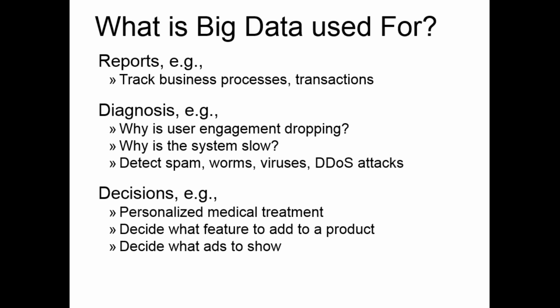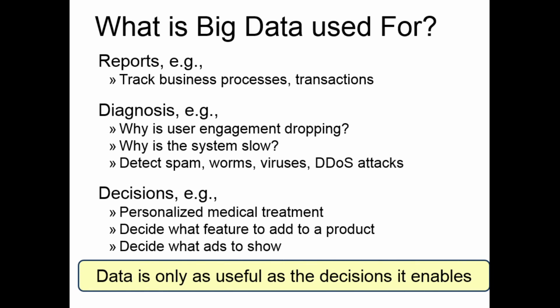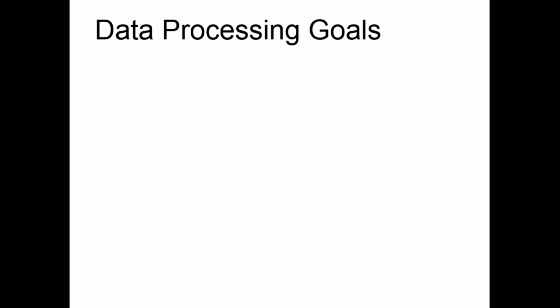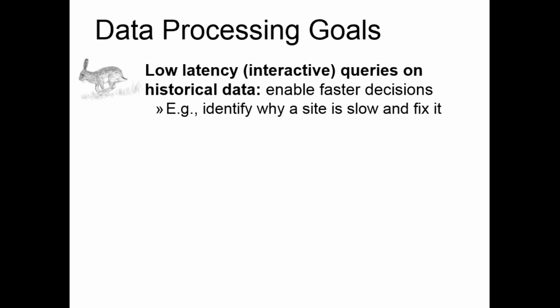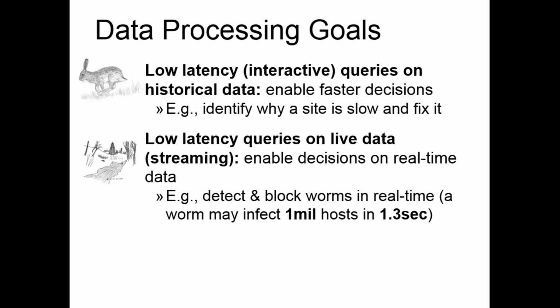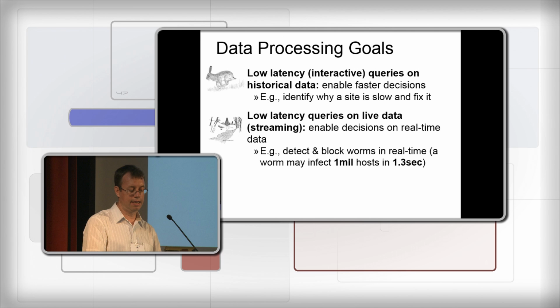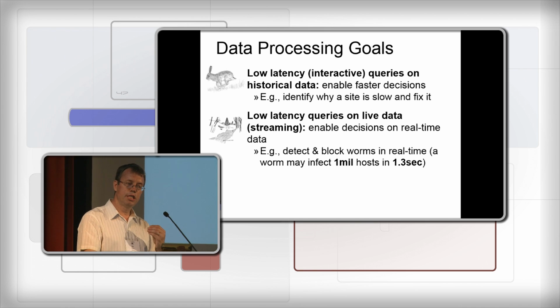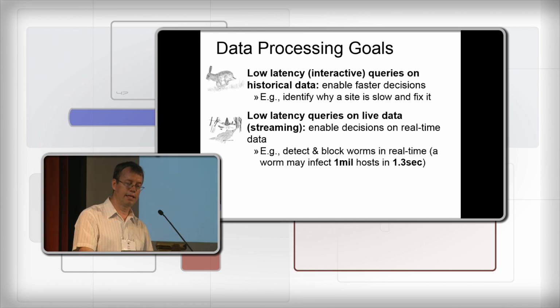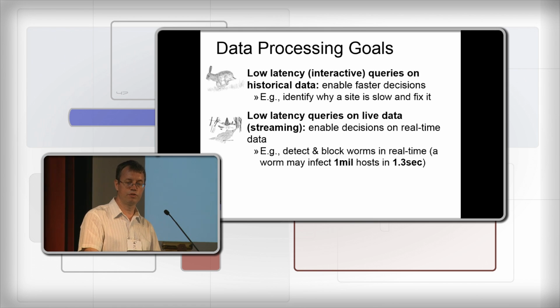So much of our research is driven by the belief that data is only as useful as the decision it enables. So what does this mean? Well, this means that we want low latency interactive queries on historical data, because in general, the faster decisions are, the better. We also want the ability to perform low latency queries on live data. Why? Because decisions on fresh rather than stale data are, again, in general, more valuable. Like, for instance, if you want to detect a denial of service attack.